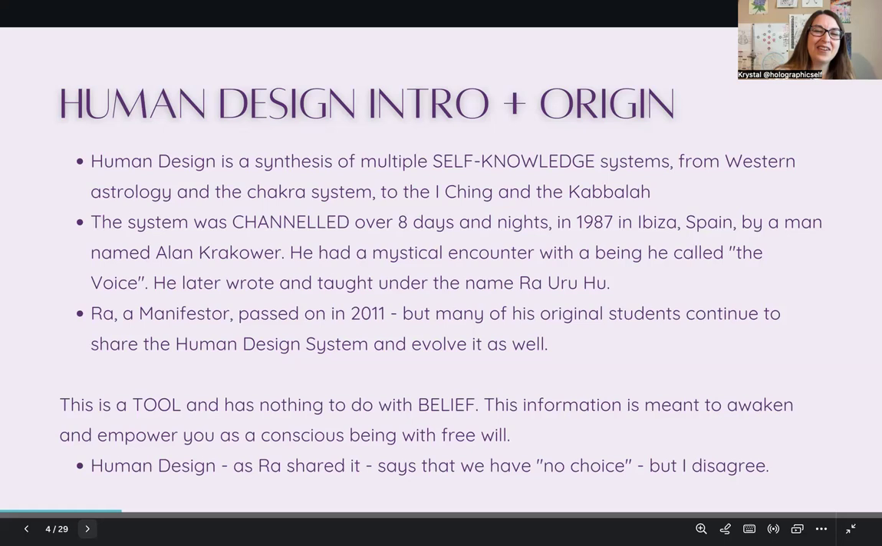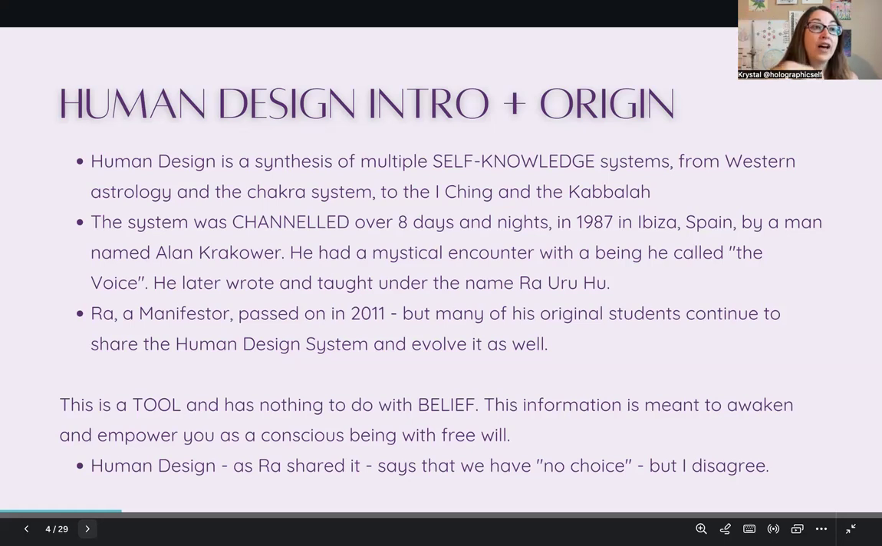He had this mystical encounter with a being he called the Voice, and he took notes and had this fully formed system just drop in. Over time, people noticed that it had many similarities to astrology, Kabbalah, etc. And yet, it is its own system. It is its own thing. Now, Ra passed on in 2011. Since then, many of his original students, like Karen Curry Parker and Richard Rudd of the Gene Keys, have evolved his system and continue to share.